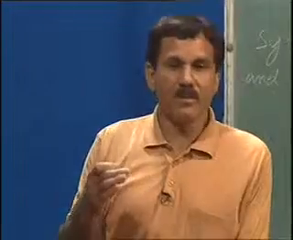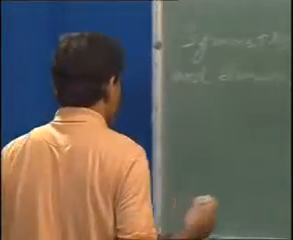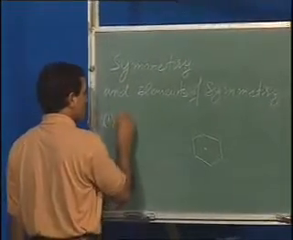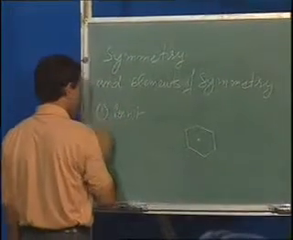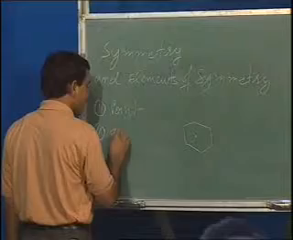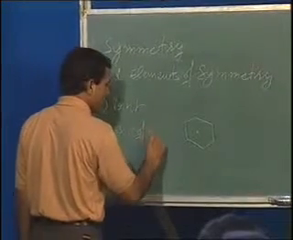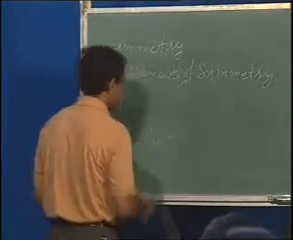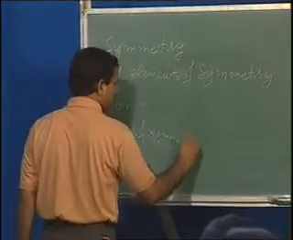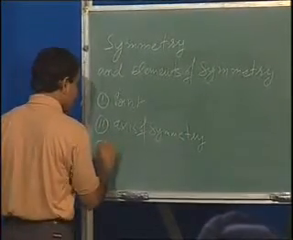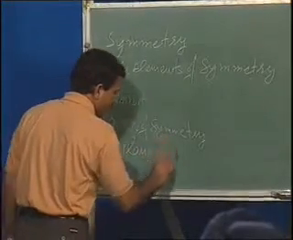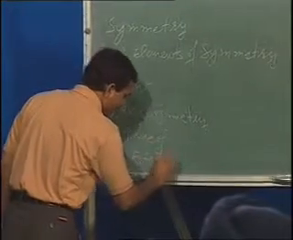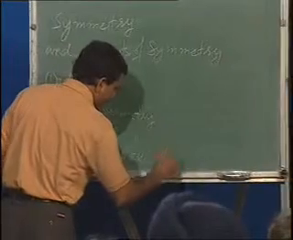The other elements of symmetry are point of symmetry. So there are 4 elements of symmetry. First is point of symmetry, then axis of symmetry, plane of symmetry, and last is rotation axis of symmetry.